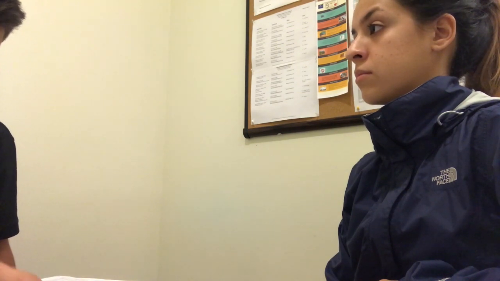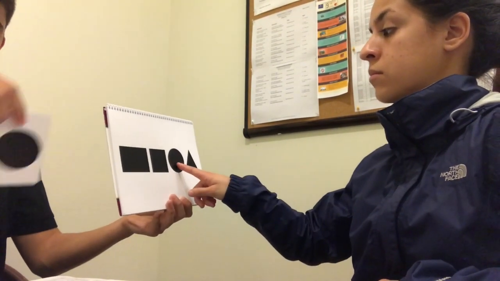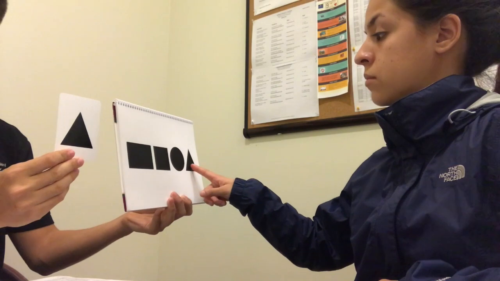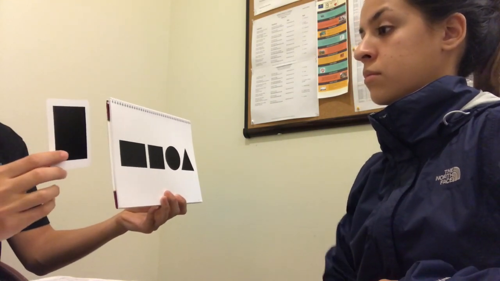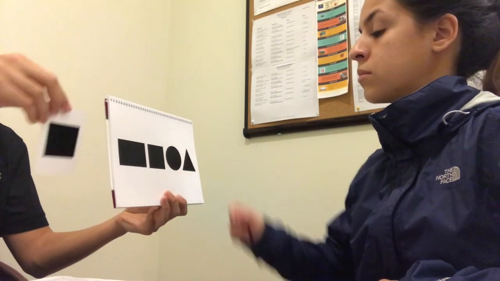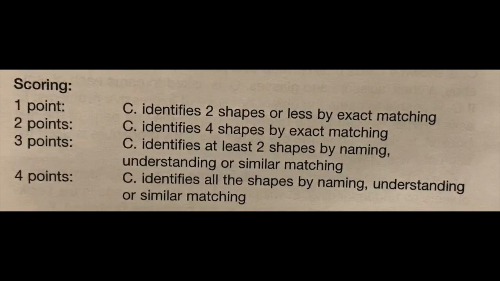If client has expressive receptive problems and is unable to identify the shapes by understanding, examiner presents the next page in the booklet in which similar shapes are illustrated. Examiner shows cards one by one and asks, "Where is this?" Client has to point to the similar shape on the page. Presented here is the scoring guidelines for the visual identification of shape section.